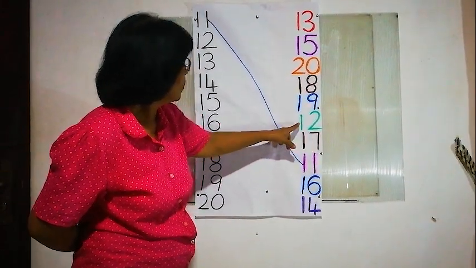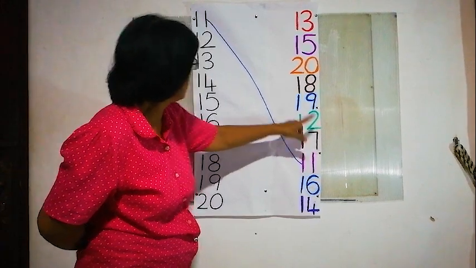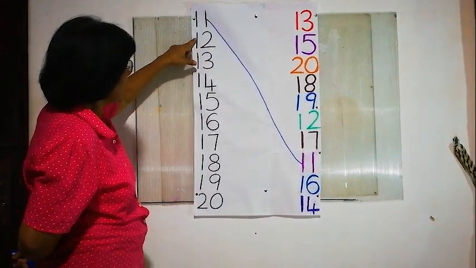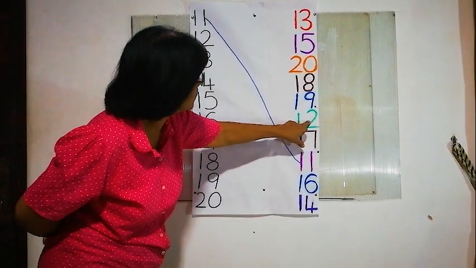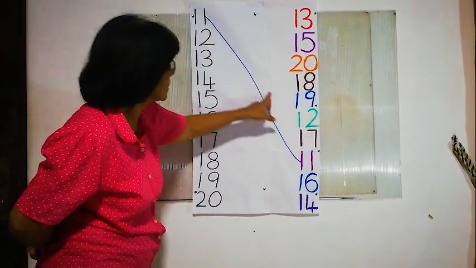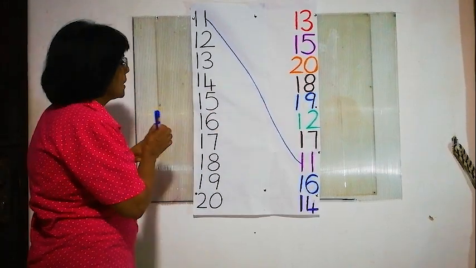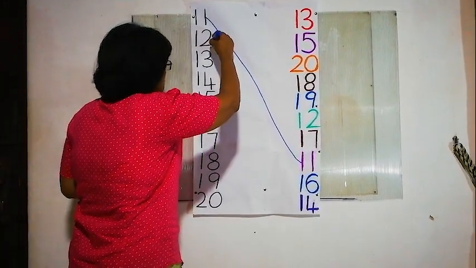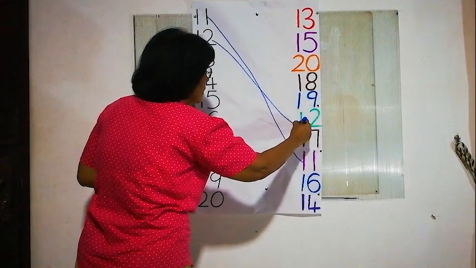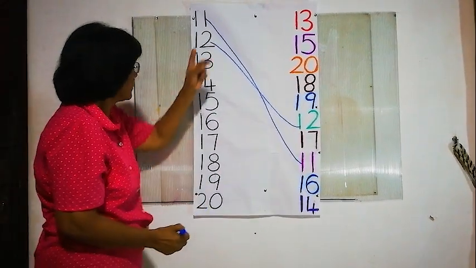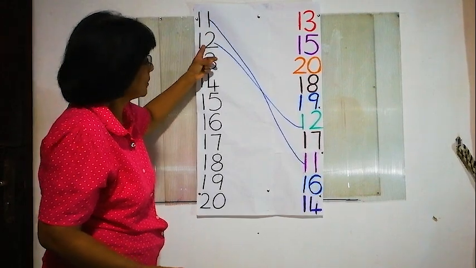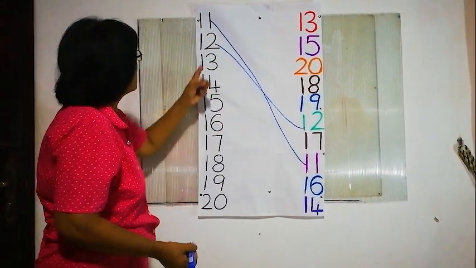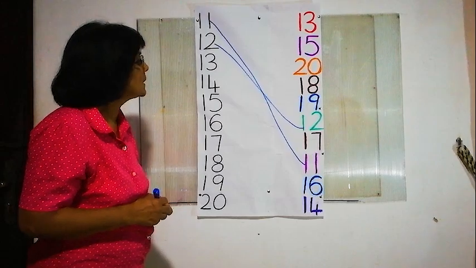1 and 2, 12. We are searching the same number here. 1 and 2. We are searching this number and now we are going to match 12 and 12. Number 12. Right? Now next number. Number 13.